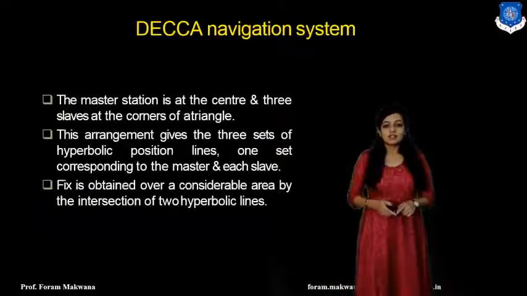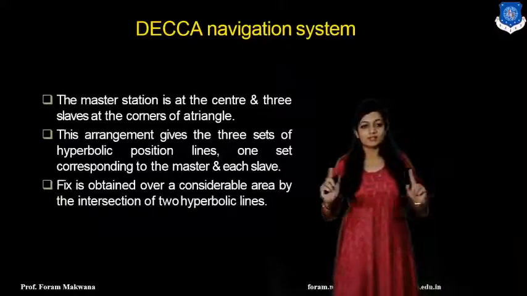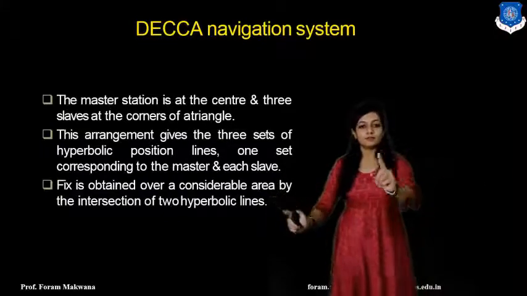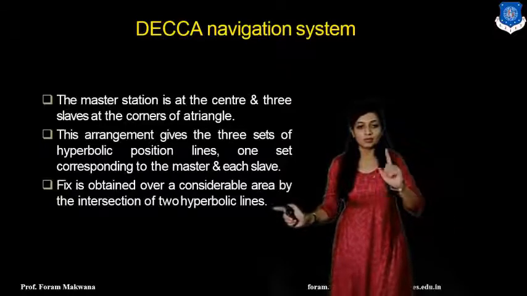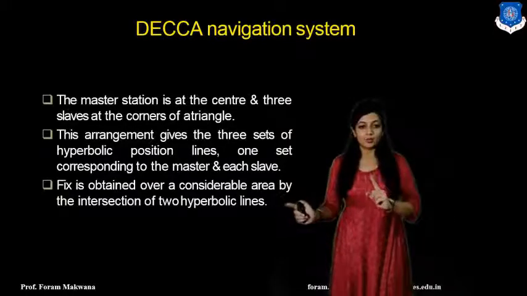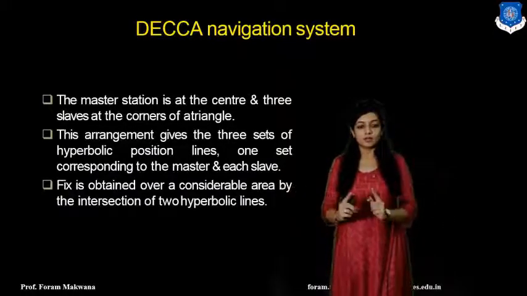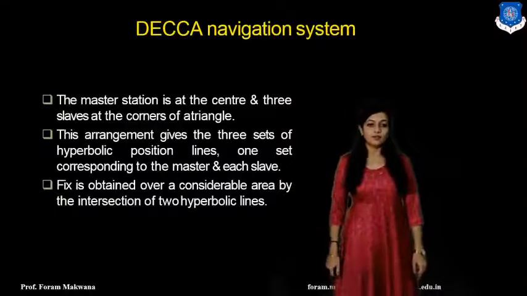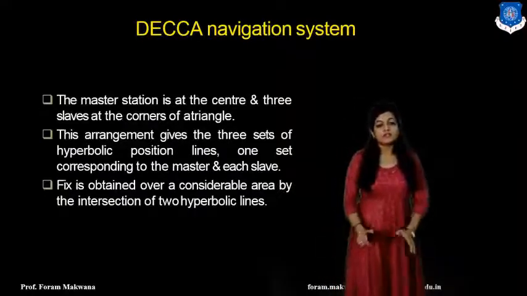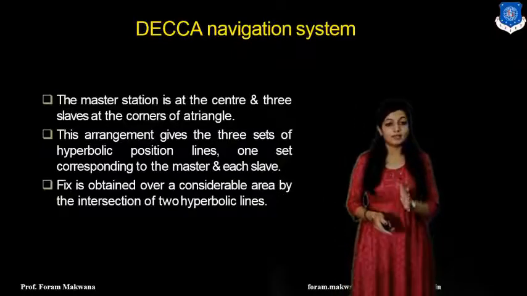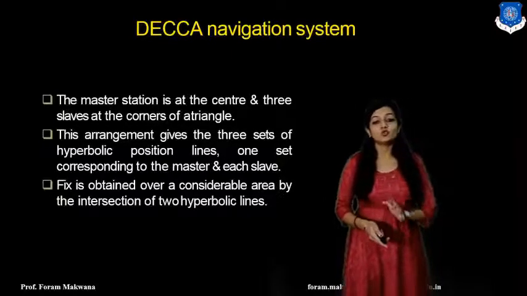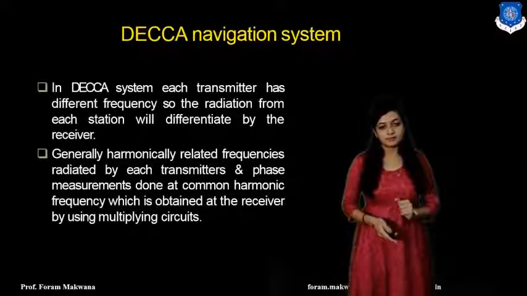So the master station is at the center and the 3 slaves at the corner of the triangle. Okay. So this arrangement gives the 3 sets of hyperbolic position lines, 1 set corresponding to master and each to the slave. Alright. So this fix is going to be obtained over considerable area by the intersection of 2 hyperbolic lines. Right.